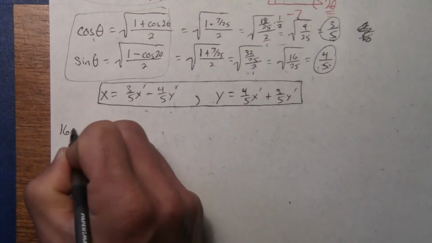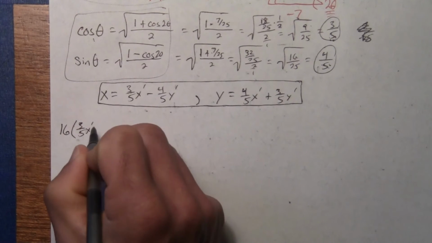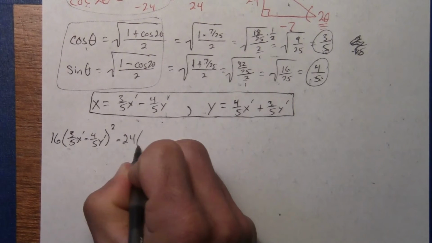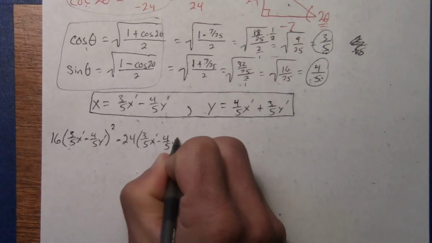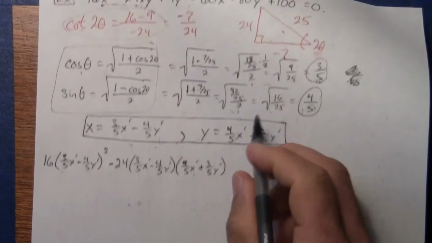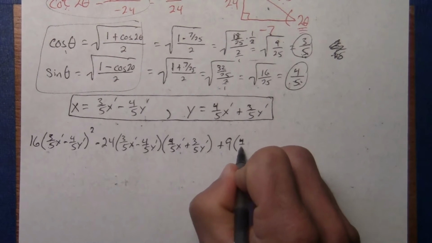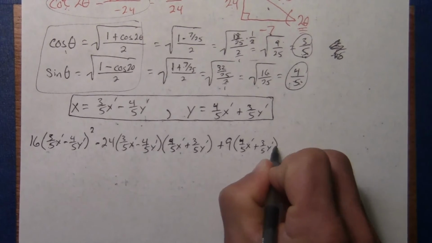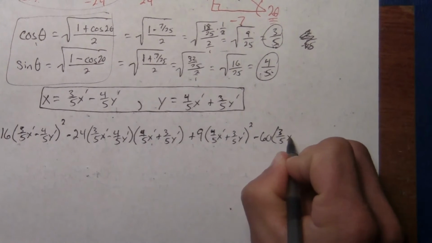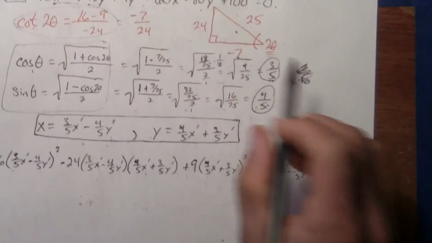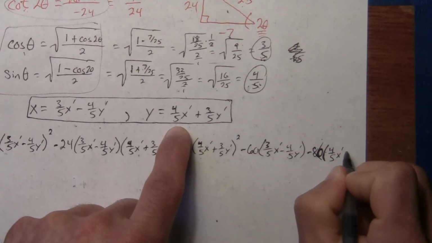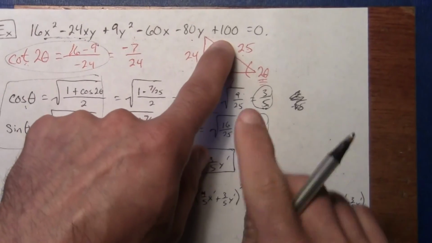So doing that, I'm going to end up with 16x squared, where x is 3/5 x prime minus 4/5 y prime, squared, minus 24xy, where x is 3/5 x prime minus 4/5 y prime and y is 4/5 x prime plus 3/5 y prime, plus 9y squared, so plus 9 times y, which is 4/5 x prime plus 3/5 y prime, squared, minus 60x, so minus 60 times 3/5 x prime minus 4/5 y prime, minus 80y, so minus 80 times y, which is 4/5 x prime plus 3/5 y prime, and then I'm going to say that equals negative 100.